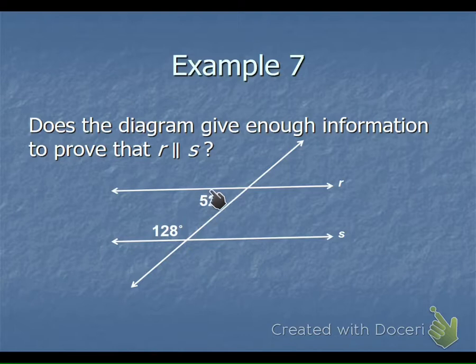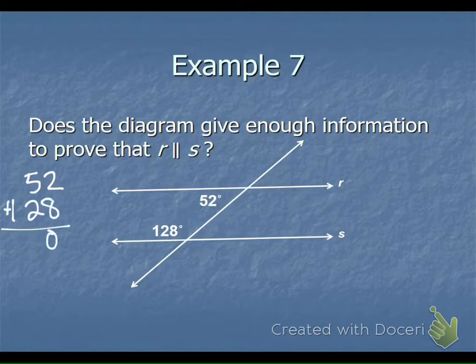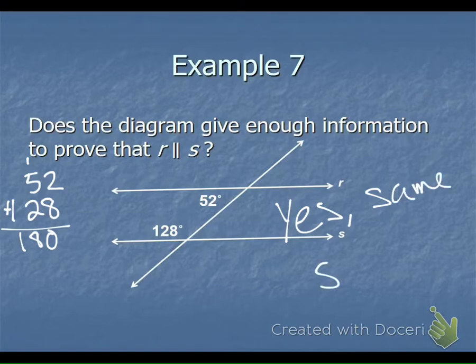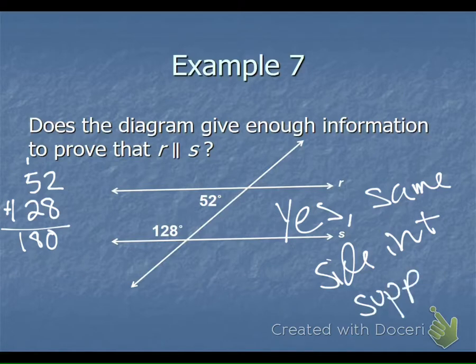What type of angles are these? Same side interior. So what needs to be true about these? They have to be congruent, or supplementary. They have to be supplementary. So what you're basically checking is whether they add to 180. They do. So your answer again would be yes, because the same side interiors were supplementary.